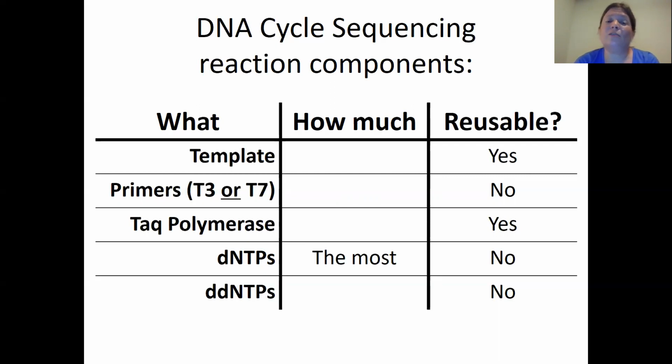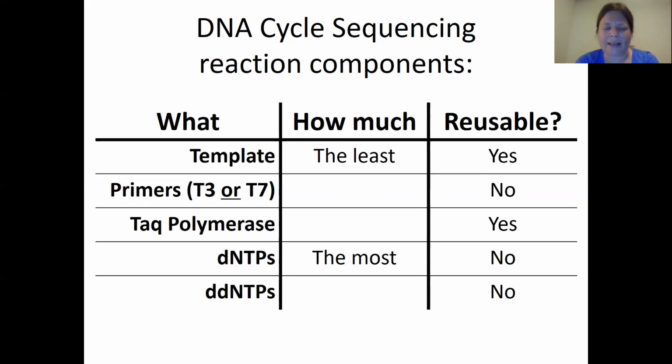As far as what you'll need the least of, that's actually still going to be template. The amount of template present doesn't increase the way it does in PCR, but we're still running this for many cycles. So you really only need a little template, comparatively speaking. You need more than for PCR, but you don't need all that much. So of all these components, you need the least amount of template.